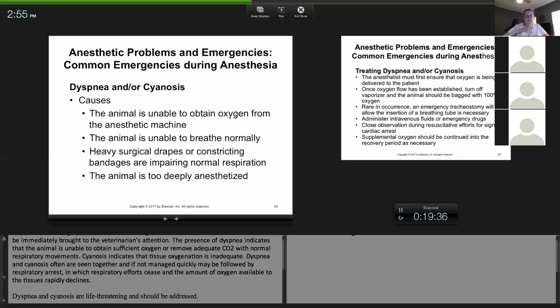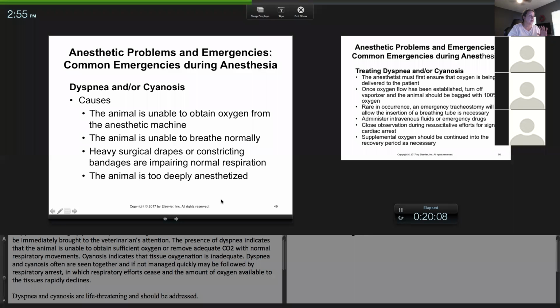And also, I've seen scrubbed in assistants leaning on the animal's chest during anesthesia. So you want to make sure, as the anesthetist, look at your surgery people. Are they pushing on the chest? Are they laying stuff on the chest? Are they too deep? Or remember, obese dogs tend to have very shallow respirations because they have a lot of weight on their diaphragm. And are they not breathing adequately enough to take in the oxygen?